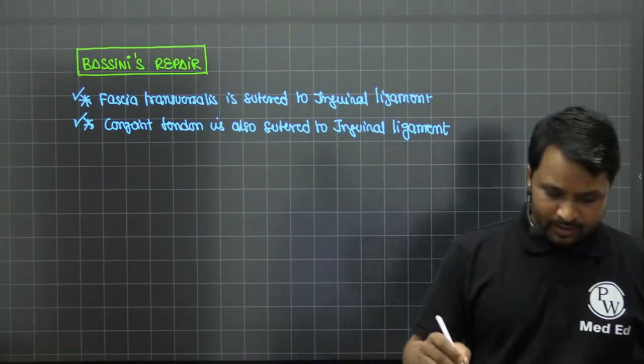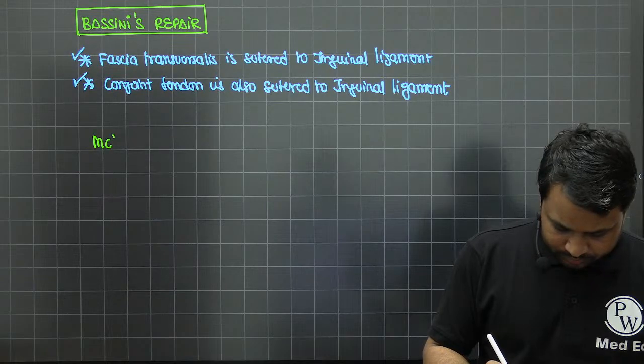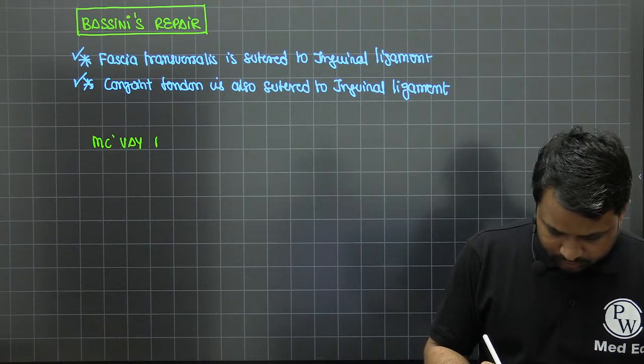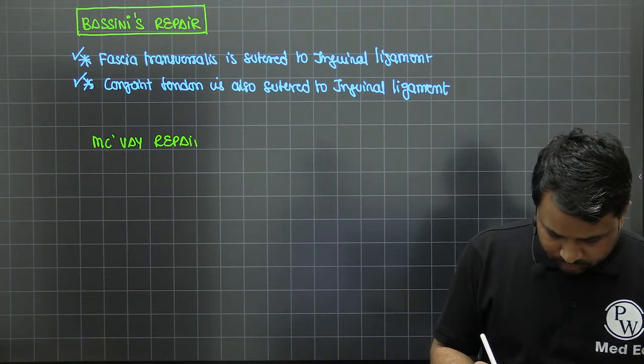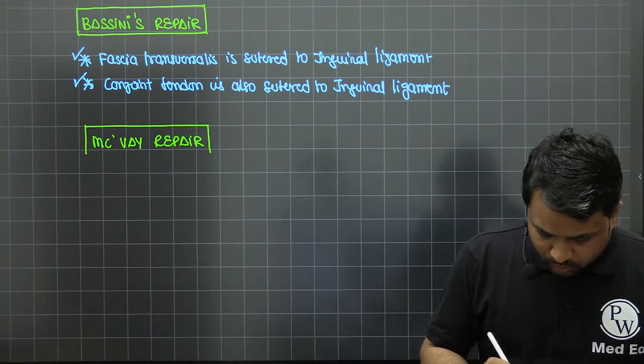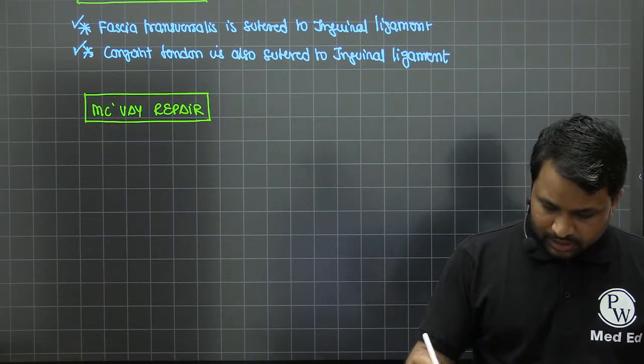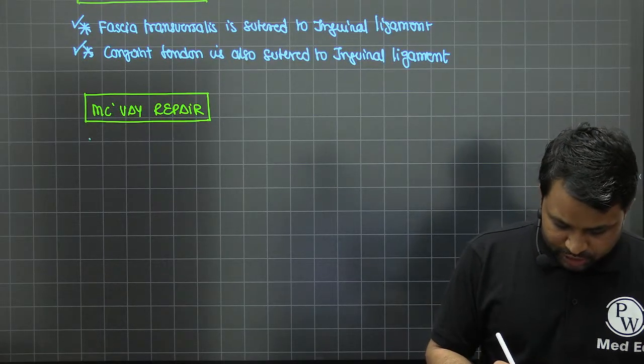Then it's the turn of the McVay repair. What do we do in McVay repair? I am going to the fascia transversalis.